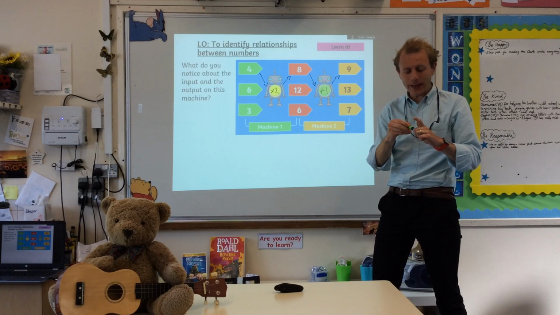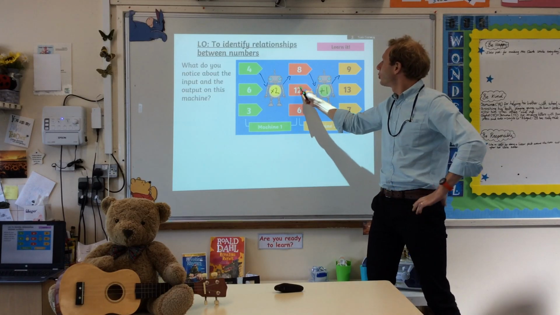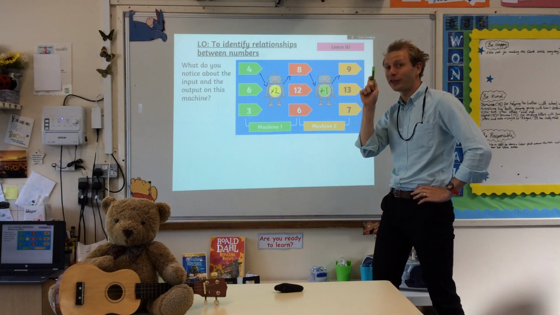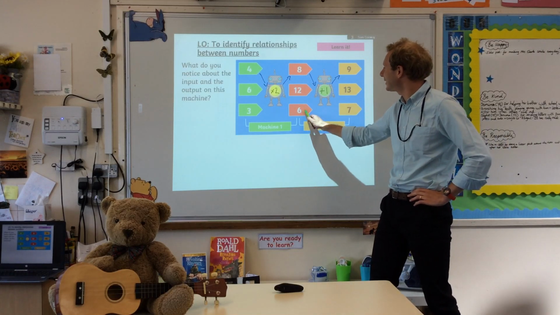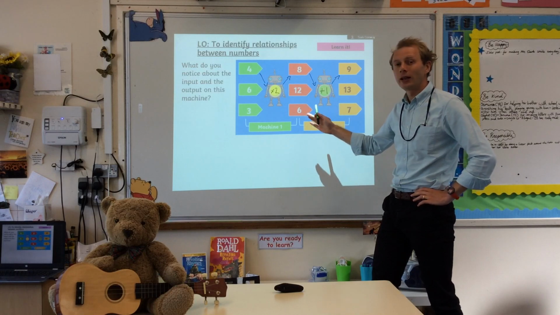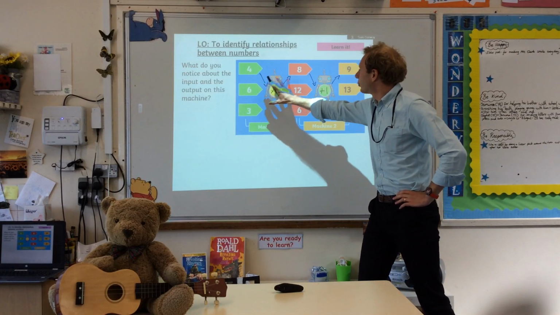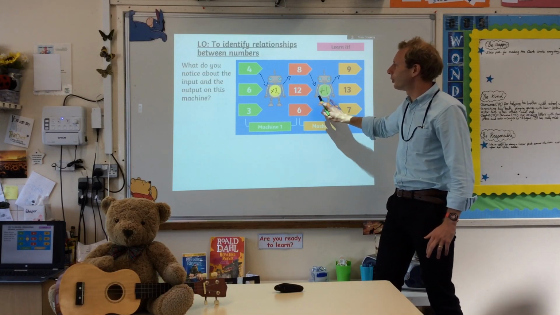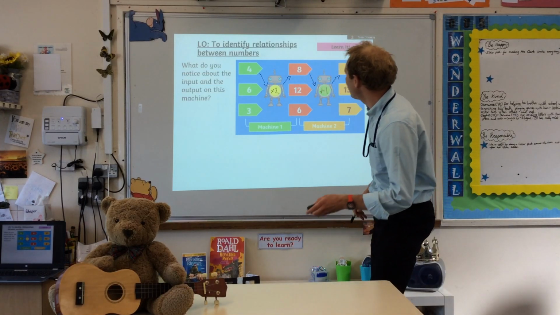Let's check that's the same for the rest of our inputs. 12 goes in, plus 1 gives me 13. Good so far. Let's check the final input. 6 plus 1 is 7. That's pretty good. This is a two-way function machine. I've got multiplied by 2 and plus 1. So I was going to check that that's all correct.